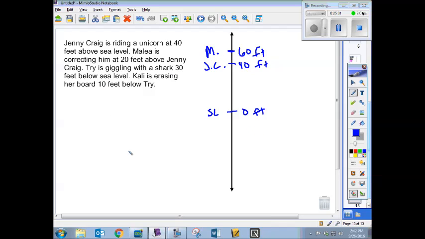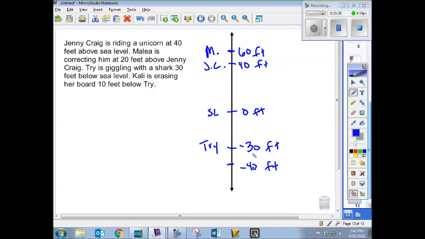Going down here, I hear people doing other things. Okay, just listen. Tryphosa is giggling with a shark at 30 feet below sea level. So we know she's going to be down here giggling with a shark. Okay? Now, Callie is erasing her board at 10 feet below Tryphosa. So where's Callie going to be? Not 40. Well, yeah, 40 feet below. So that would be negative 40.